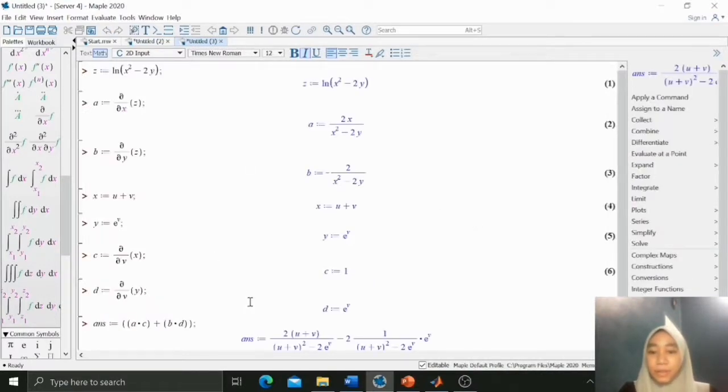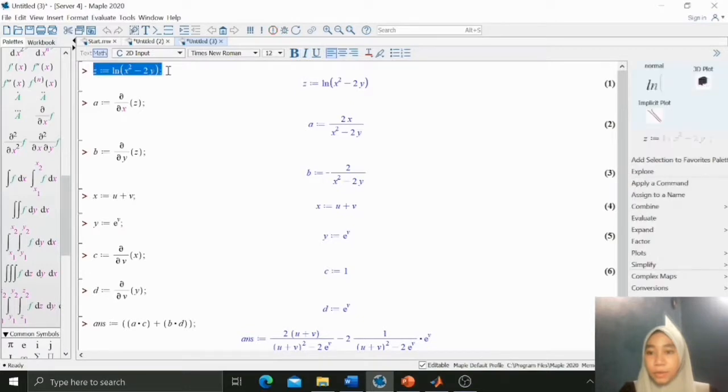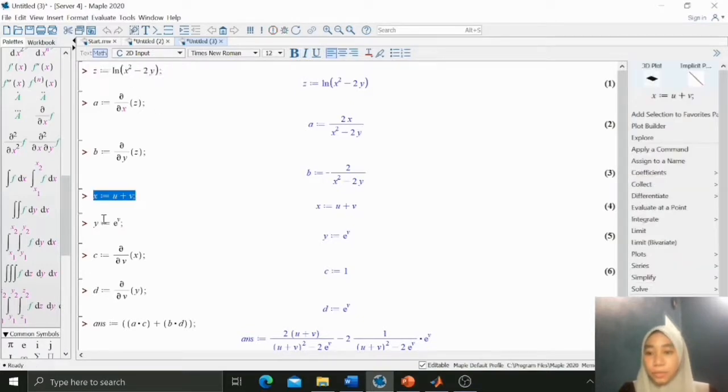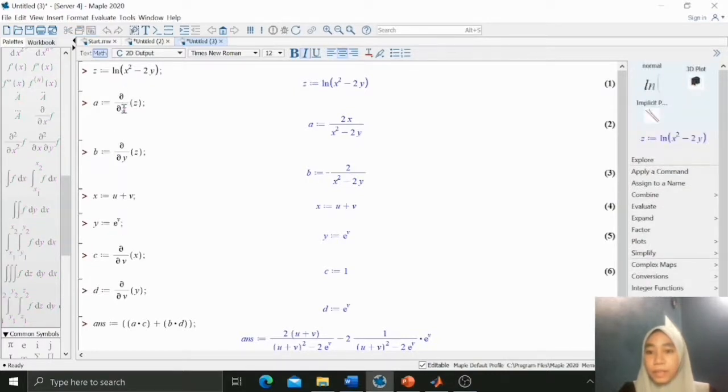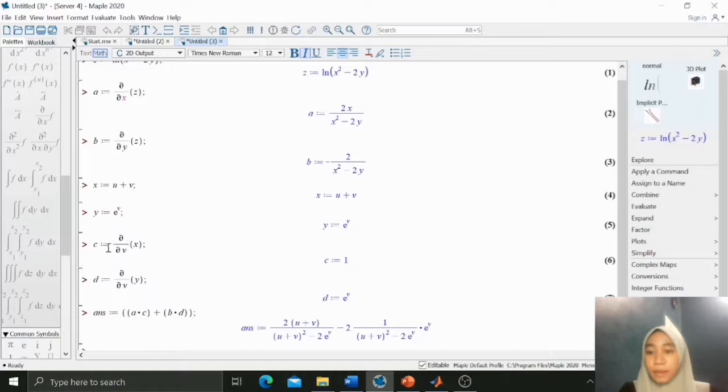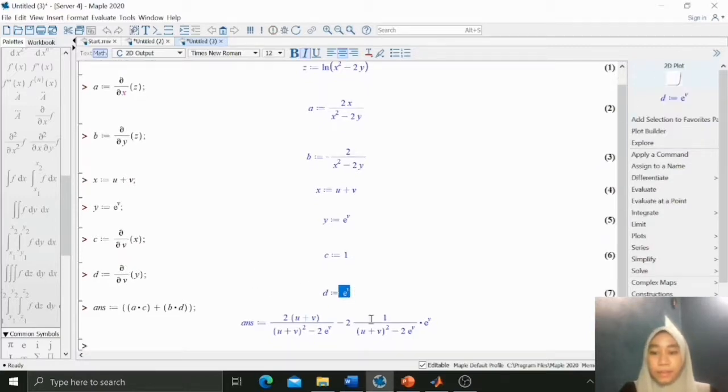So this is how to get the answer for ∂z/∂v. I already put all the equations given, which are z equals ln(x² − 2y), x equals u + v, and y equals e^v. And then I differentiate ∂z/∂x, and this is the answer. And then I differentiate ∂z/∂y, and this is the answer. And then I differentiate ∂x/∂v, and I get 1. And the last one, I differentiate ∂y/∂v, and I got e^v. So after that, this is the final answer for ∂z/∂v.